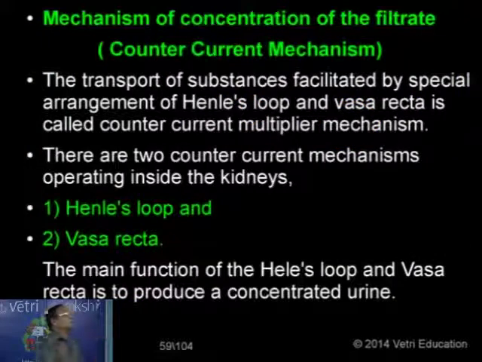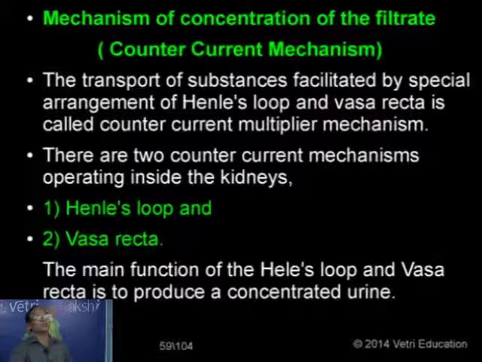So now the next one, the mechanism of concentration of the filtrate. Once the filtrate reaches the final part of the nephron, it is concentrated more and more, that is why the urine is more concentrated and also acidic in nature. And this is done with the help of a mechanism called the counter current mechanism. The mechanism which works in opposite directions is called the counter current mechanism. So we have the transport of substances.